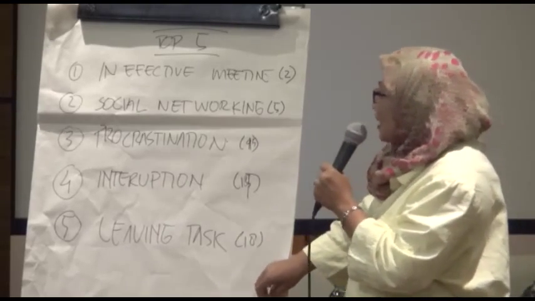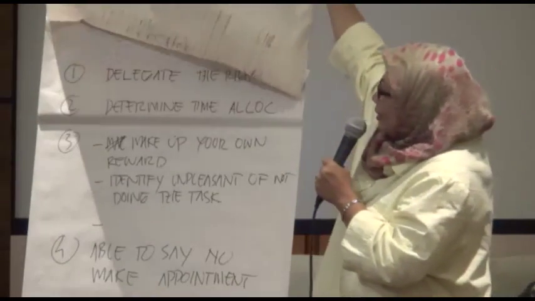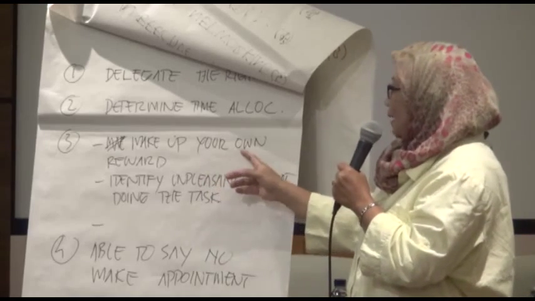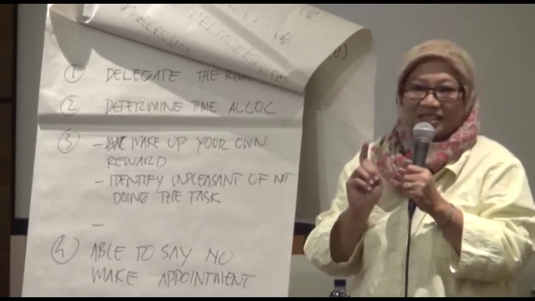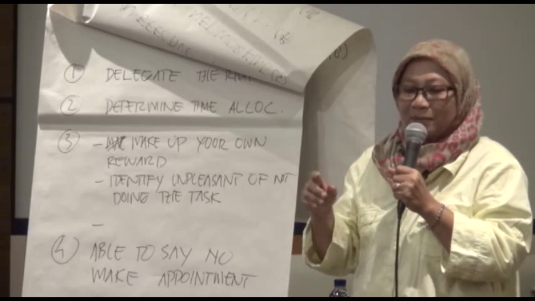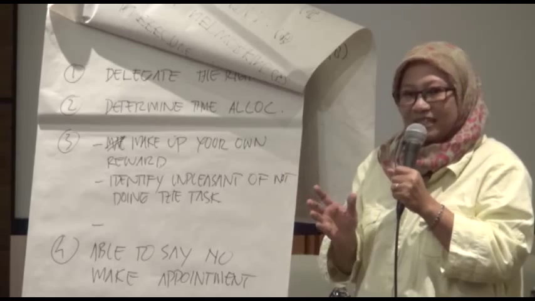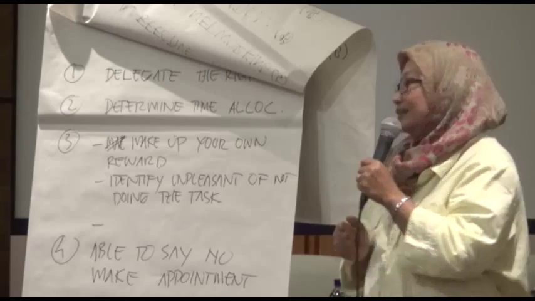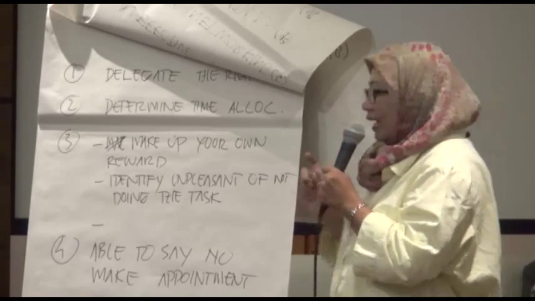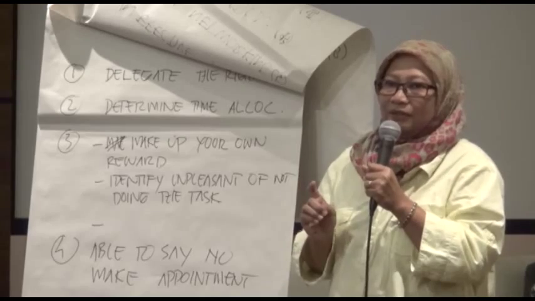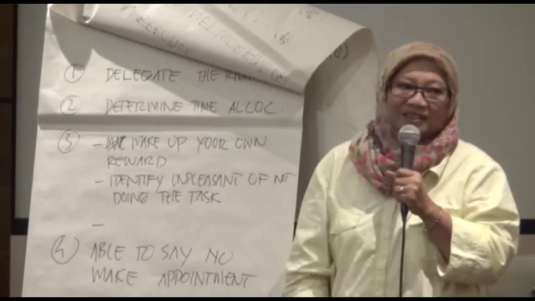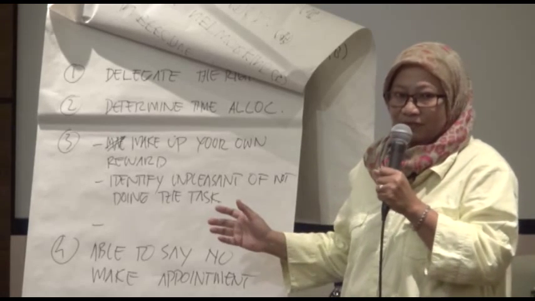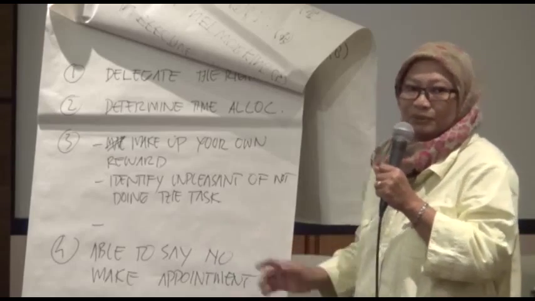The third one is procrastination. This is quite a big problem for us. So we discuss that, of course, we have to make up our own reward. It's very interesting. If I procrastinate on a task, when I finish it, I will spend my me time at a spa somewhere. And identify the unpleasant consequence if I'm not doing this on time. Of course, this is very easy to say, very hard to do.